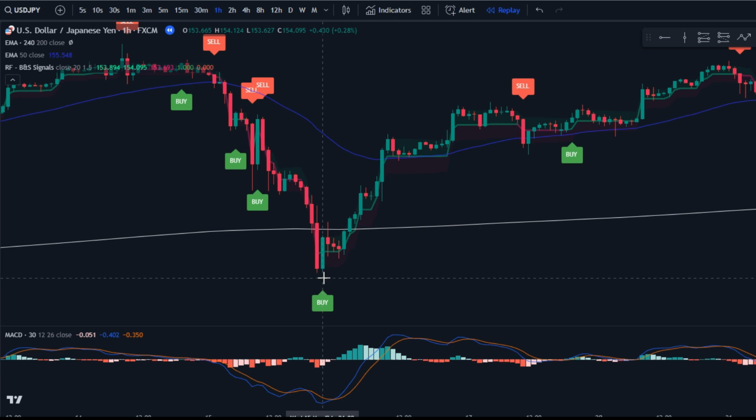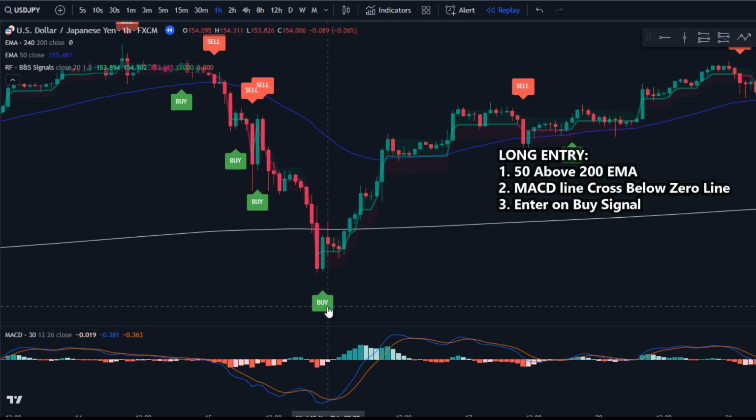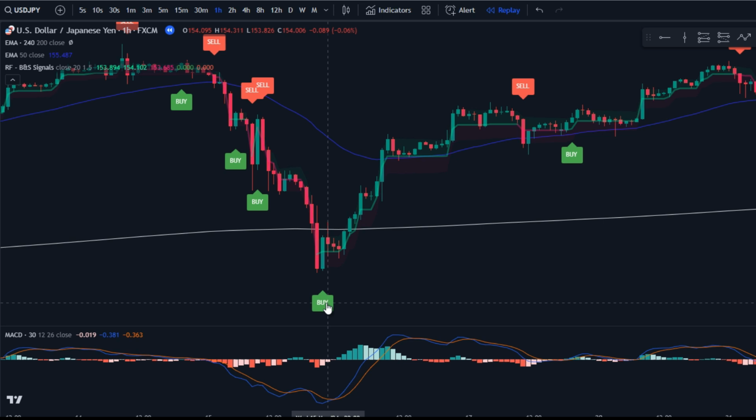First, when the 50 EMA is above the 200 EMA, we are only looking for long entries. Plus, the MACD cross needs to happen below the zero line. MACD bars should shift their colors, like in this case the bar turned green from red along with the MACD cross, and only then is the primary indicator signal valid. Any previously generated buy signals are invalid because MACD hadn't had any cross below the zero line. As we go, you will understand it.